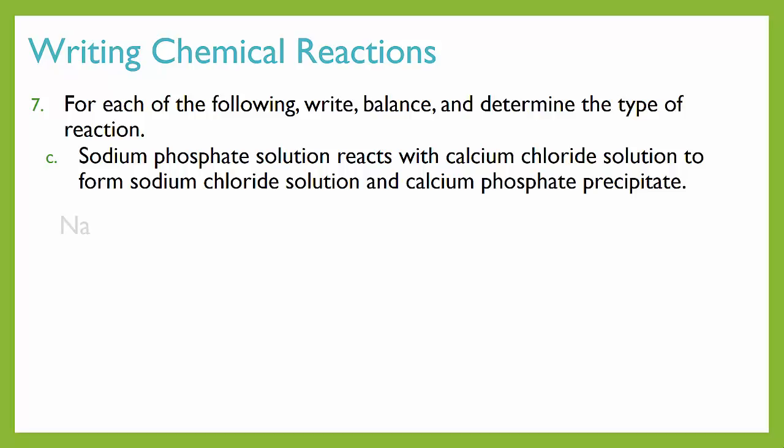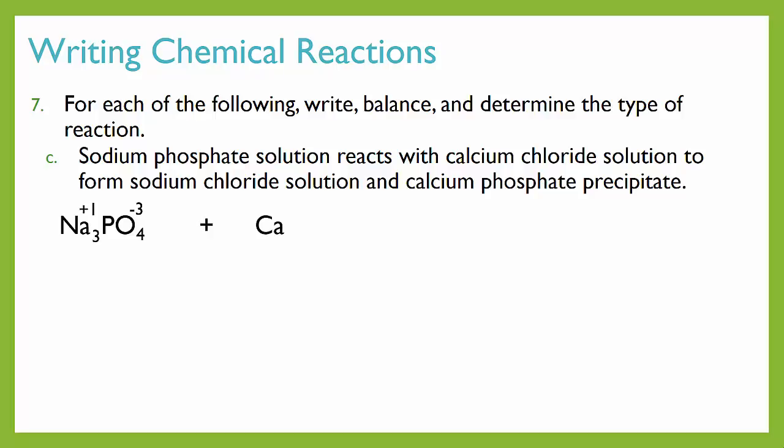Sodium phosphate solution. So sodium is Na with a +1 charge. Phosphate is a polyatomic ion, PO4, with a -3 charge. So in order for this ionic formula to work, I'm going to need 3 sodiums.